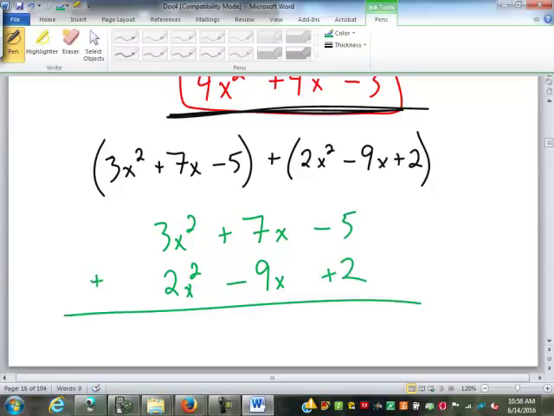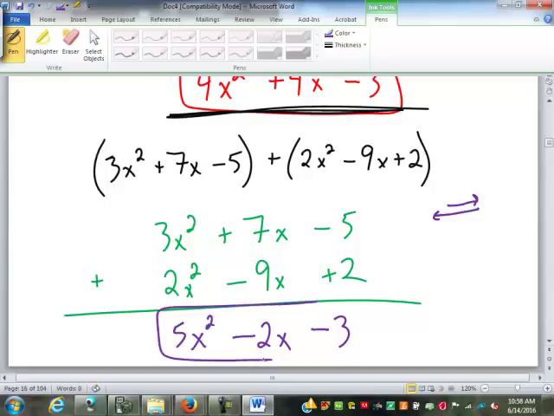So we set it up, lining up the columns. Negative 5 plus 2, negative 3. 7x plus a negative 9x, negative 2x. Positive 7, negative 9 goes past the 0 back to the negative side. And then 3x squared plus 2x squared, 5x squared. How many of you had that?